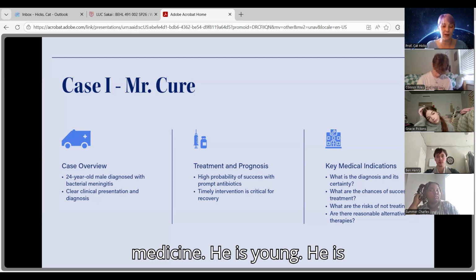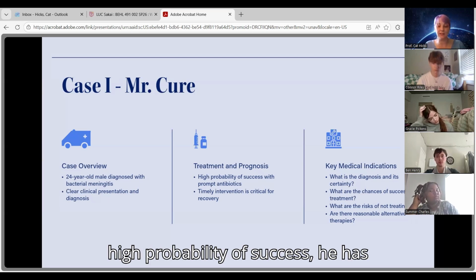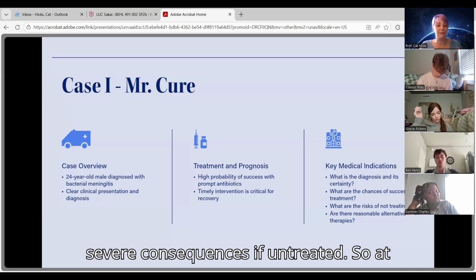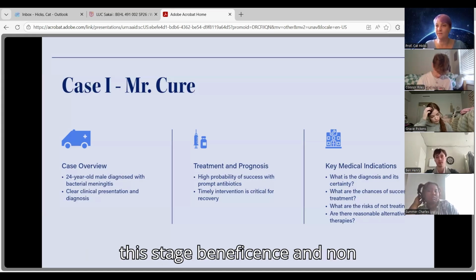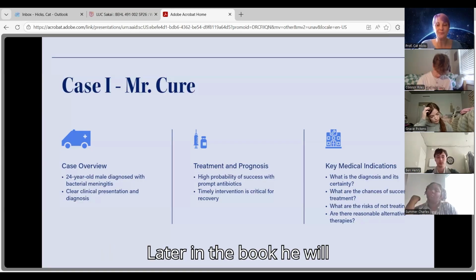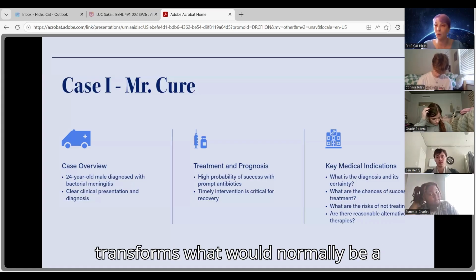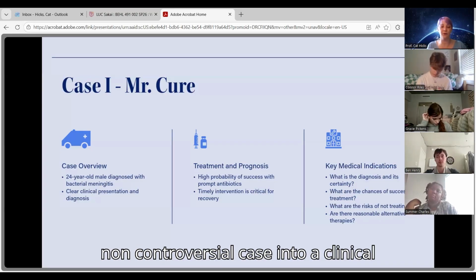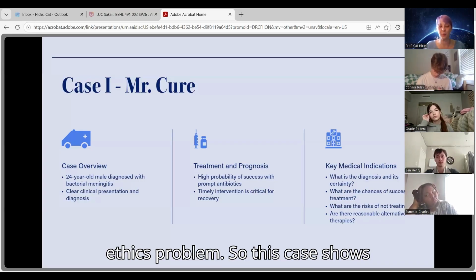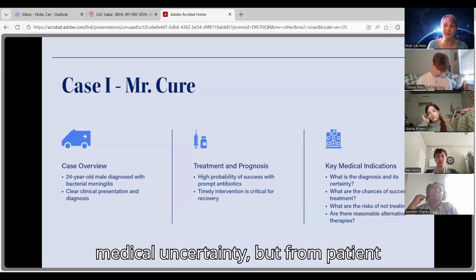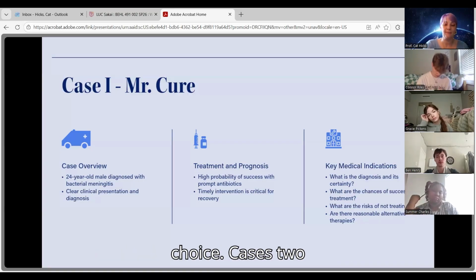He's young, he is otherwise healthy, he has a high probability of success, he has a clear intervention, and he understands severe consequences if untreated. So at this stage, beneficence and non-maleficence strongly support treatment. Later in the book, he will refuse therapy. So that refusal introduces autonomy and transforms what would normally be a non-controversial case into a clinical ethics problem. So this case shows how ethics often emerges not from medical uncertainty, but from patient choice.